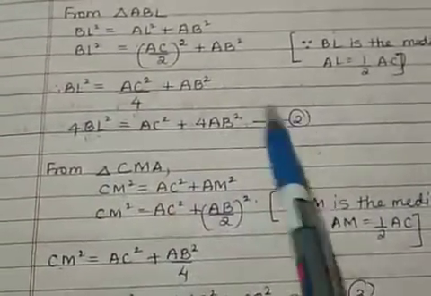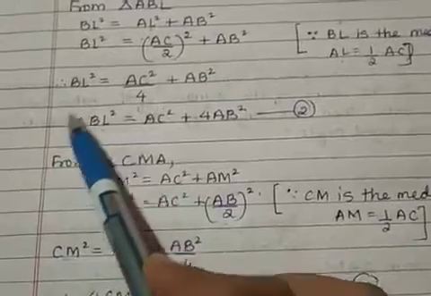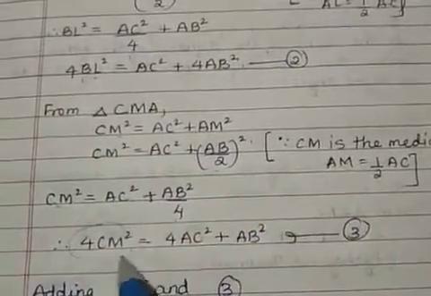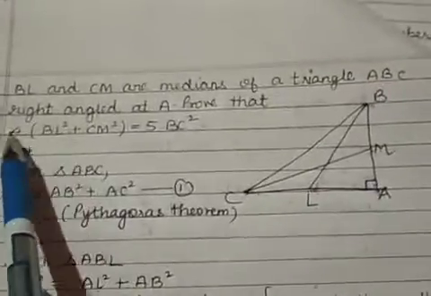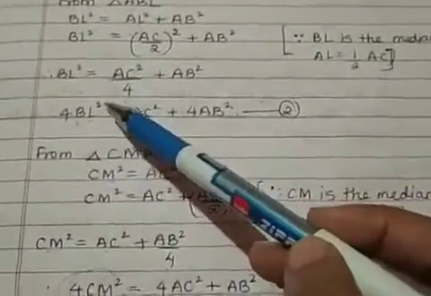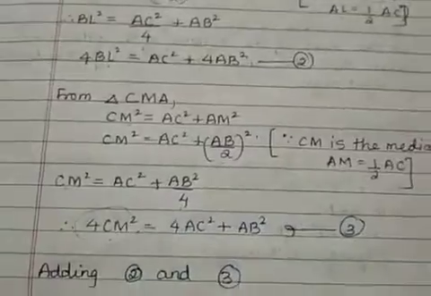So in equation 2 we have 4BL square on the left hand side and here 4CM square. We need 4 times BL square plus CM square, so we have to add equations 2 and 3.